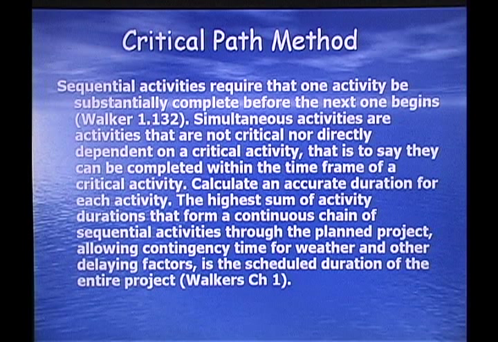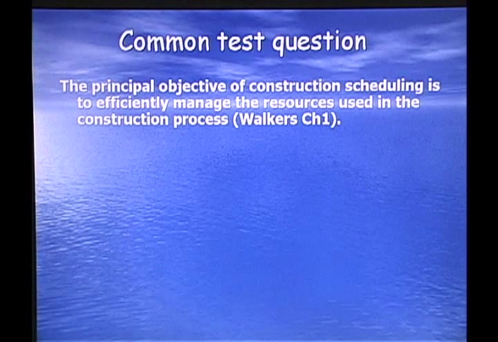Calculate an accurate duration for each activity. The highest sum of activity durations that form a continuous chain of sequential activities through the planned project, allowing contingency time for weather and other delaying factors, is the scheduled duration of the entire project. That's also called your forward pass. Common test question: the principal objective of construction scheduling is to efficiently manage the resources used in the construction process.